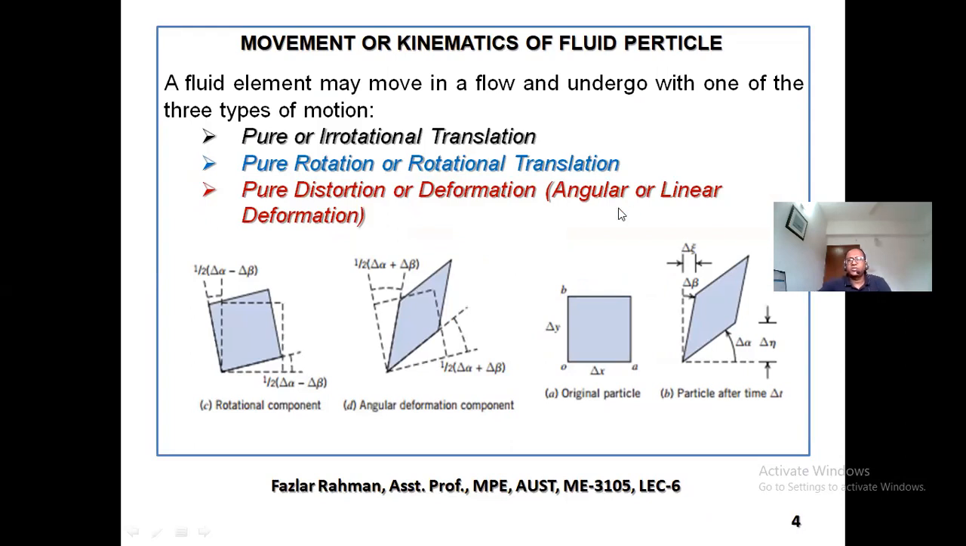So there are three types of motion in the fluid. Number one, translation: when there is no rotation, it is called pure or irrotational translation, where we only translate a fluid element from one point to another point. And this one is rotation. And what is this one? Angular deformation. If I consider a fluid element, this is the initial position, and after time del t, it might come to this shape. That means there is an angular deformation in the fluid element.